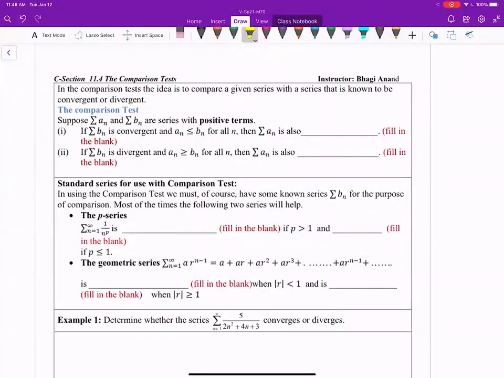Welcome everyone. In this video, I will be covering section 11.4, which is about comparison tests. Earlier in chapter 11, we covered 11.1, 11.2, and 11.3, three sections. The first section was about sequences: when a sequence is convergent, when it is divergent, when the sequence is increasing or decreasing, and how to compare the sequence with the related function to study the behavior of the sequence, and so on.